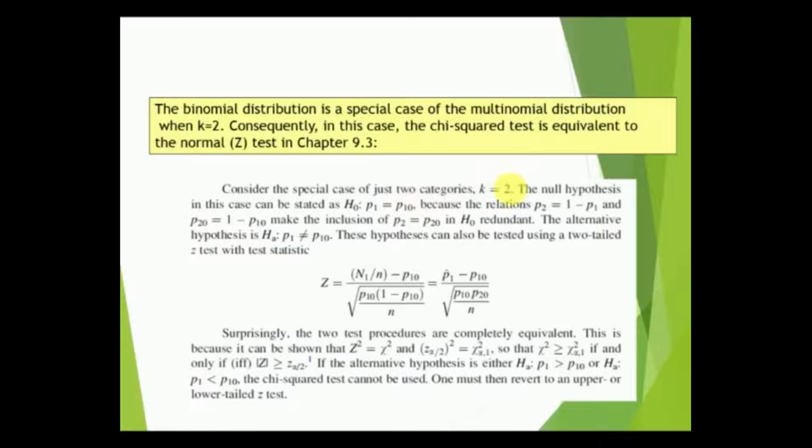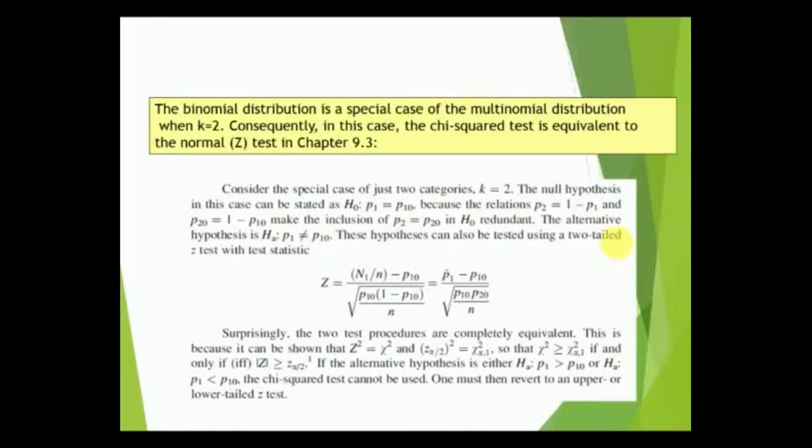2 categories. Then the null hypothesis can be stated as P1 is equal to P1 under the null hypothesis. But because the relation P2 is 1 minus P1 holds, the proportion of failures is equal to 1 minus the proportion of successes, and P2 under the null hypothesis therefore is equal to 1 minus P1 under the null hypothesis, the inclusion of P2 equal to P2 under the null hypothesis is redundant. So the alternative is just that P1 is not equal to P1 under the null hypothesis.